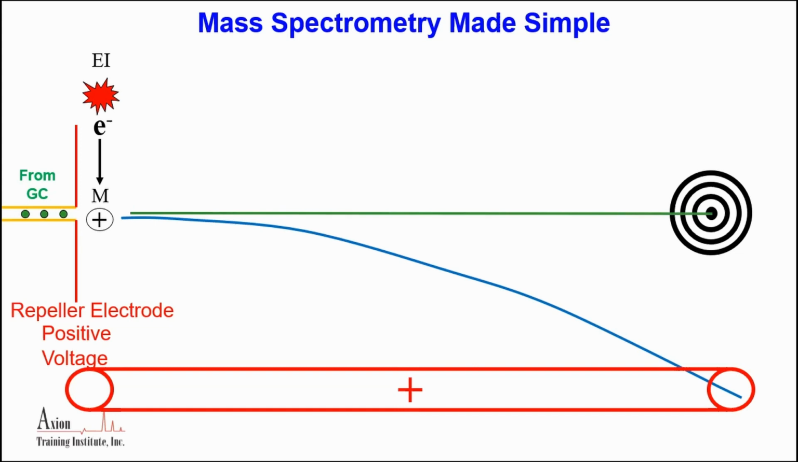So the detector's been hit, he knows he's been hit, he has no idea what hit him. So the detector asks the electrode, what voltage are you set at right now? And the electrode said, I'm set for 100 molecular weight.